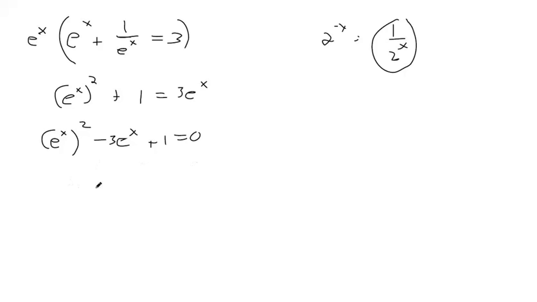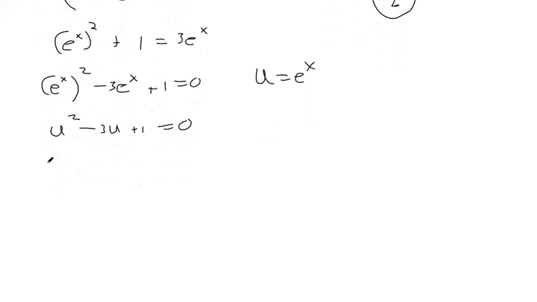Okay, and then to solve for x, we can make a substitution. We can say u is going to be e to the x. And now the equation is a nice and easy quadratic. Well, not nice and easy, actually. It needs the quadratic formula. So nice and easy is not the right word there.